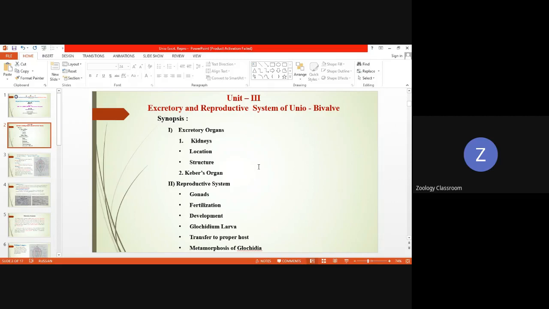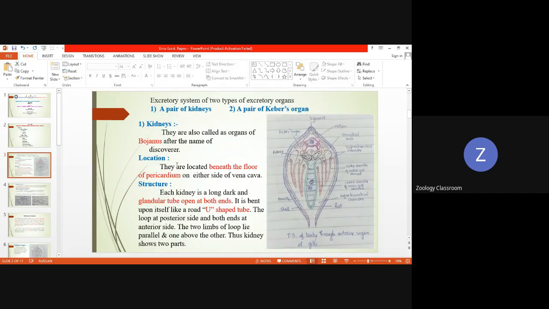So, excretory organs: there are two main excretory organs. One is the kidney and another is the Keber's organ. We will discuss one by one their structure and location. So first of all, the kidney. They are also called the organs of Bojanus because of the name of the scientist who discovered these kidneys in the body of bivalves.